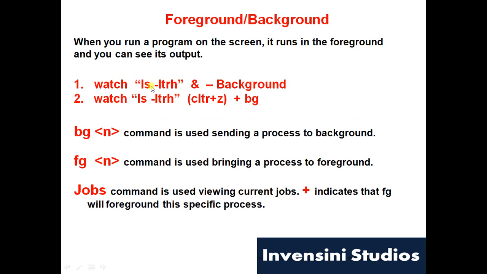There are two ways of sending it to the background. Either I use an ampersand along with it and press enter, and it will go to the background directly, or I can execute the command and press control plus z, and it will go into sleep mode, and then I type bg, and it will go to the background. I will also show you how we can bring a background process into the foreground, and how we can see how many background processes we are running using the jobs command.